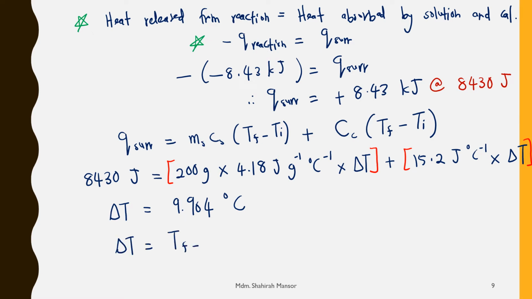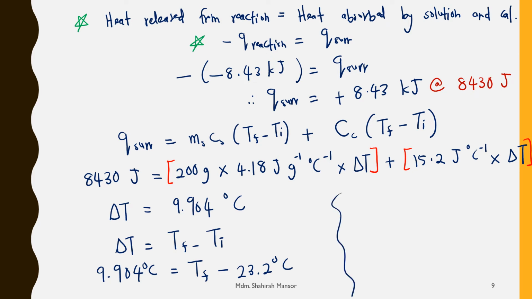Okay, so to get the T final, so delta T equals to T final minus T initial. We have delta T 9.904 degree Celsius. T final kita tak tahu. T initial kita adalah 23.2 degree Celsius. So you may solve the T final. Okay, and that will give you 33.104 degree Celsius. So that is the way to answer this soalan.